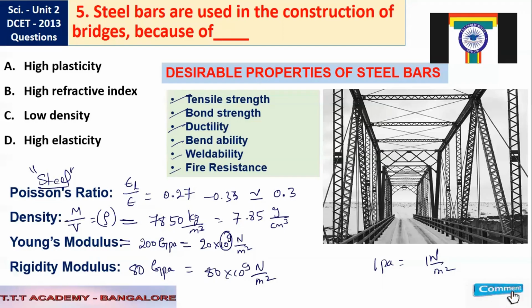Next, dear students, by observing all these properties, it is a ductile material with good weldability, and even though it has the highest tensile strength, by observing all the options A, B, C, and D, option D has the highest elasticity. The reason is that it is a ductile material, and its tensile strength is also high. Due to its high elastic property, we can use this material, steel, for construction of bridges and other constructional fields. For question number 5, D is the right option.